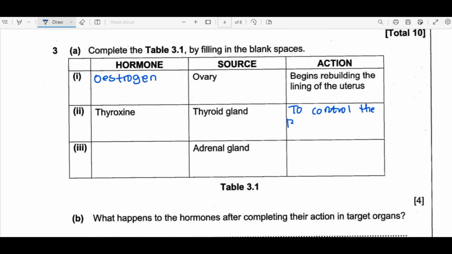Then Roman number 2, we have thyroxine, thyroid gland, then the function of this hormone is to control the basal metabolic rate, which is, if you want, you can also say to control growth. The answer will still be okay.